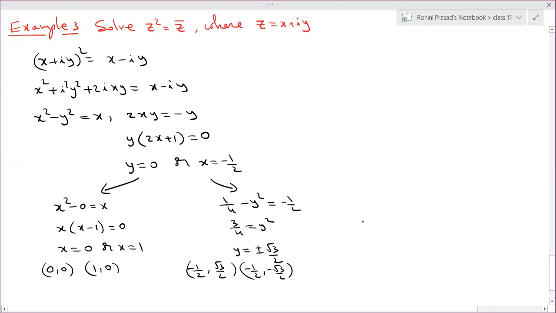So if you need to write the answer in conclusion in the complex number form, the solution is 0 plus i0, 1 plus i0, and then minus 1 by 2 plus root 3 by 2 i, and minus 1 by 2 minus root 3 by 2 i.